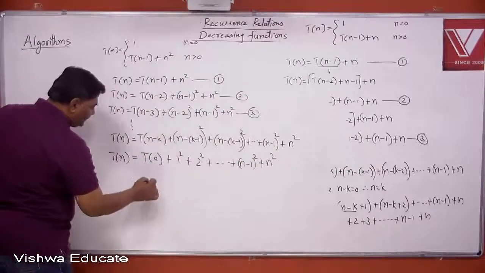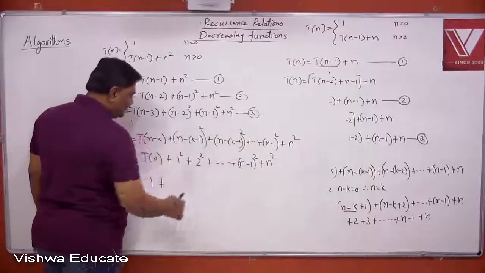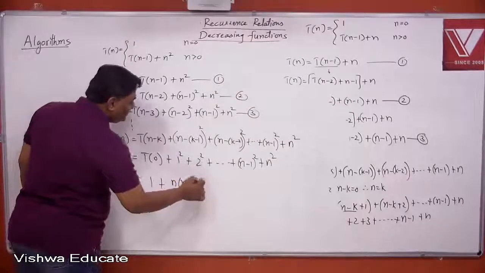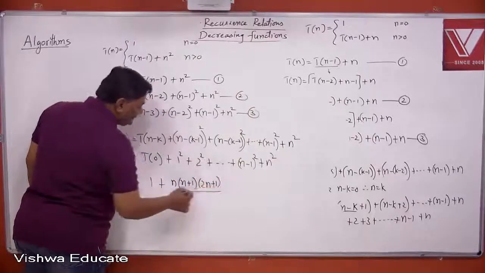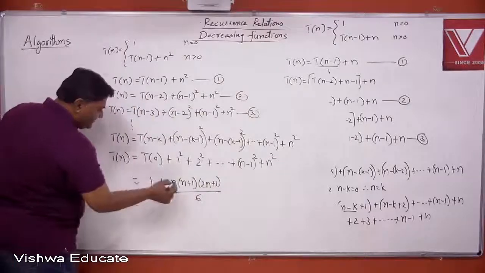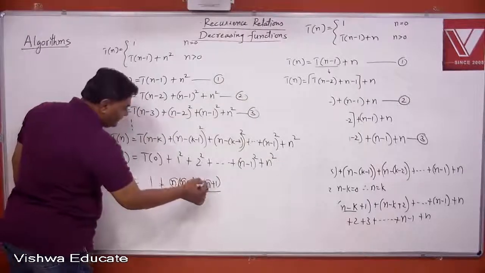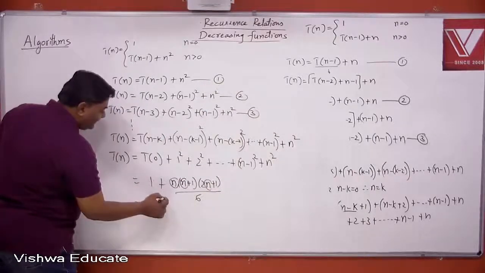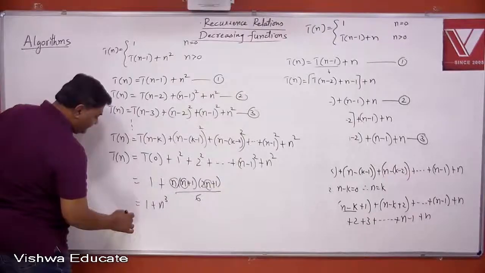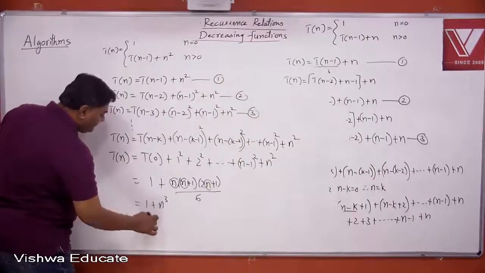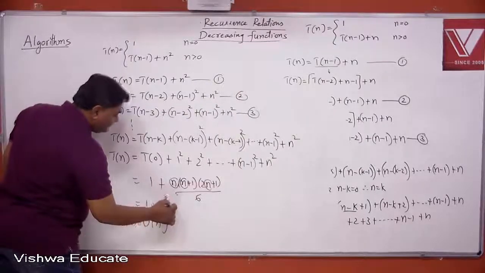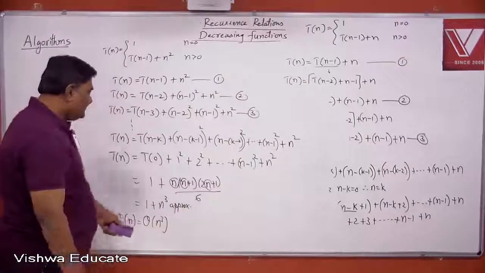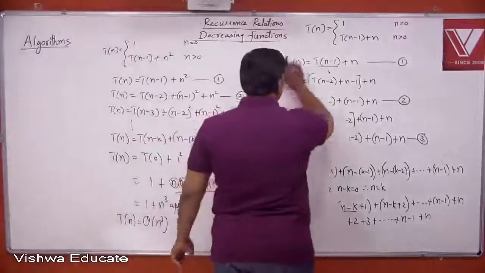Then this is what? 1 plus, what is the sum of the squares of the first n natural numbers? So n into n plus 1 into 2n plus 1 by 6. This is the highest degree term. What do you get? 3 n's are there. So this will be 1 plus roughly n cube. So Tn is equal to theta of n cube. This is approximate. Approximately n cube. Take this one.